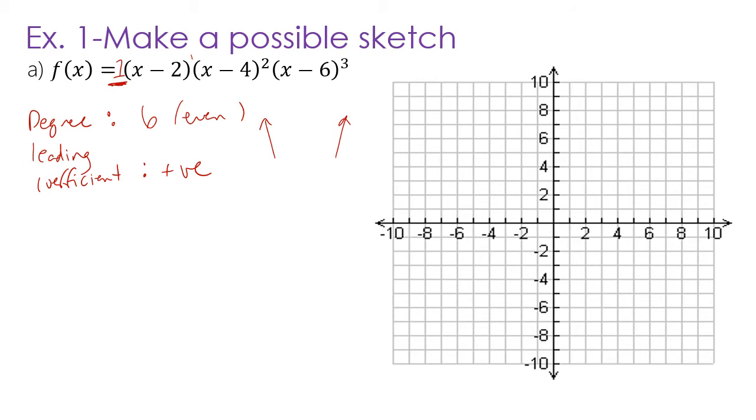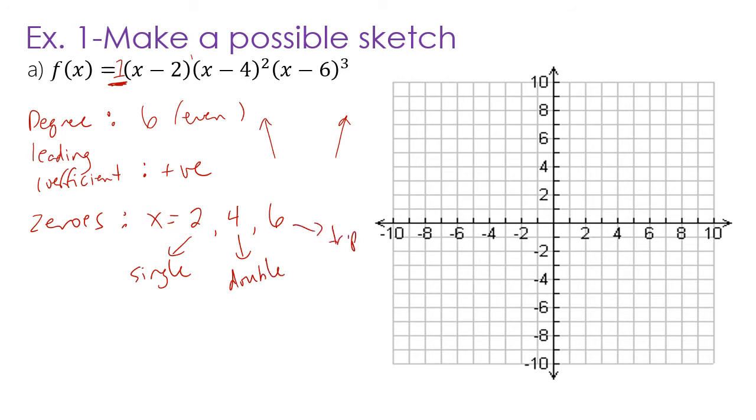Now the next thing we care about are our zeros, which we have a 0 at x equals 2, x equals 4, and x equals 6. And based off the exponents on each one of those, 2 is a single root, 4 is a double root, and 6 is a triple root. And then the last thing you want to find is your y-intercept.